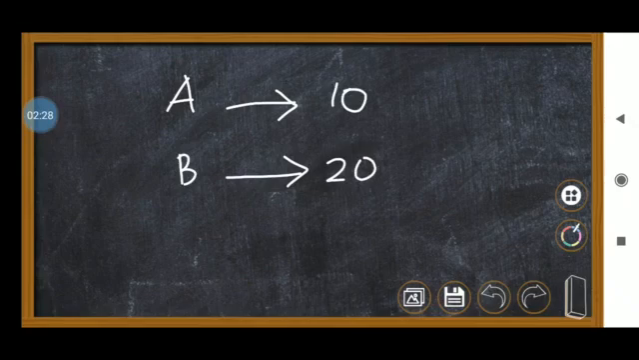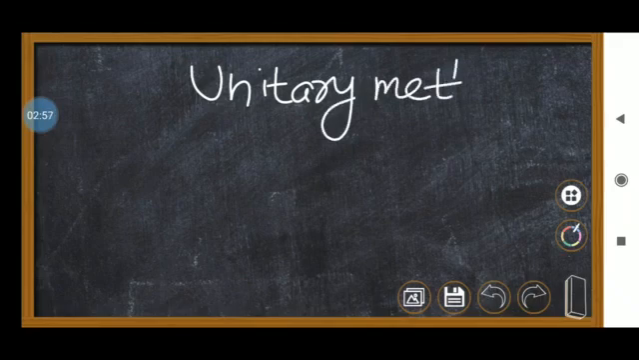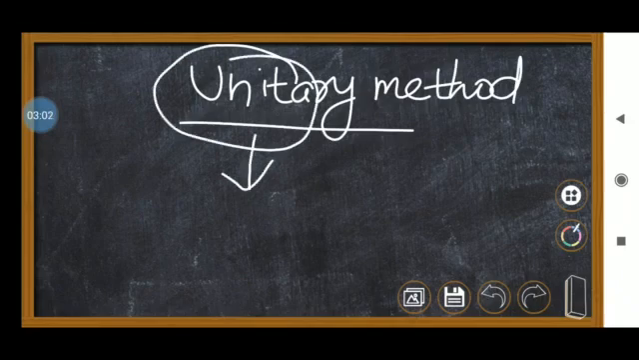So this kind of problem, when they give certain things, from the given requirements we have to find the value of one unit. That method is called the unitary method. Unit means single, that means 1. So unitary method means 1.